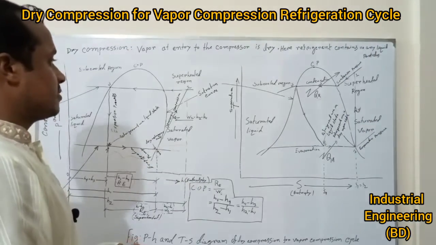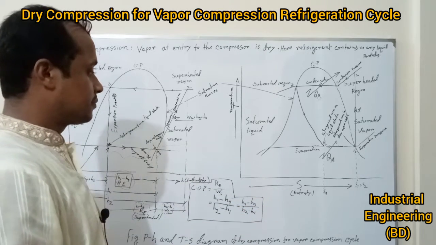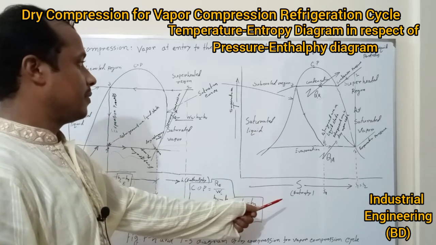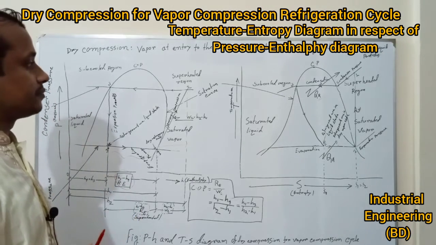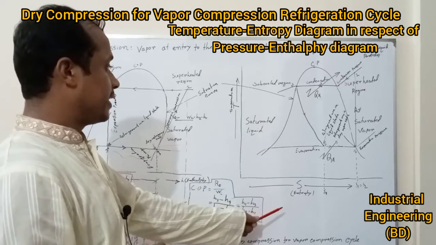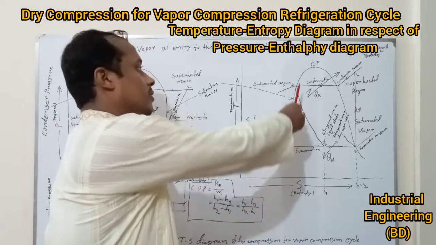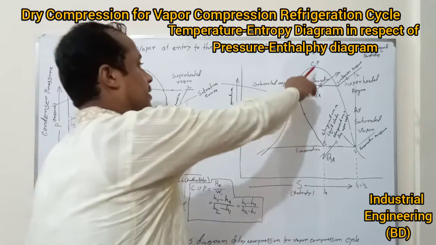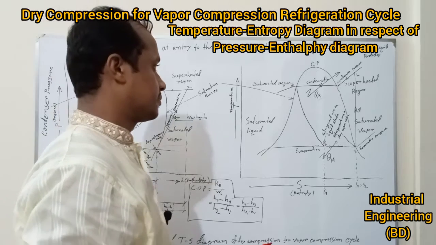Now I discuss the temperature entropy diagram in respect of the pH diagram. In the temperature entropy diagram, this is also a saturation curve. The top of the saturation curve is the critical point. At this critical point, liquid and vapor are in an integral manner.